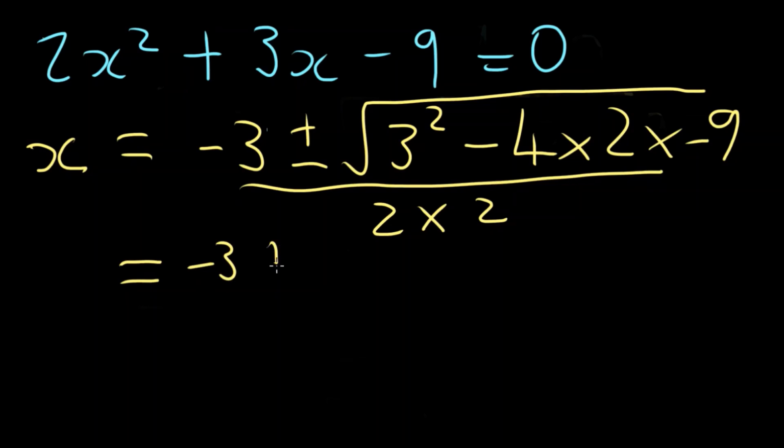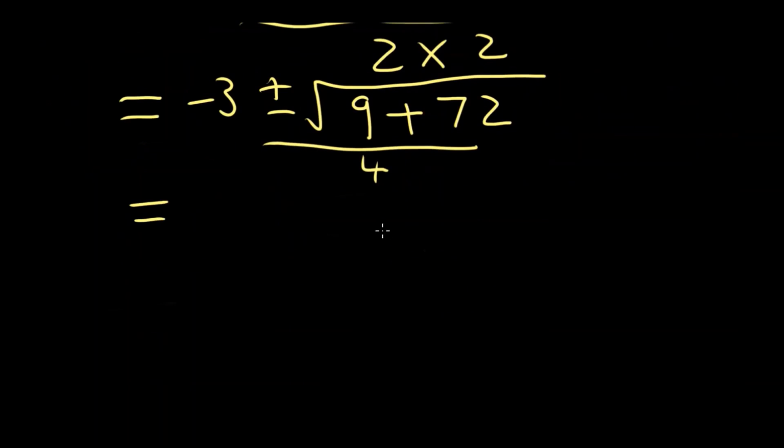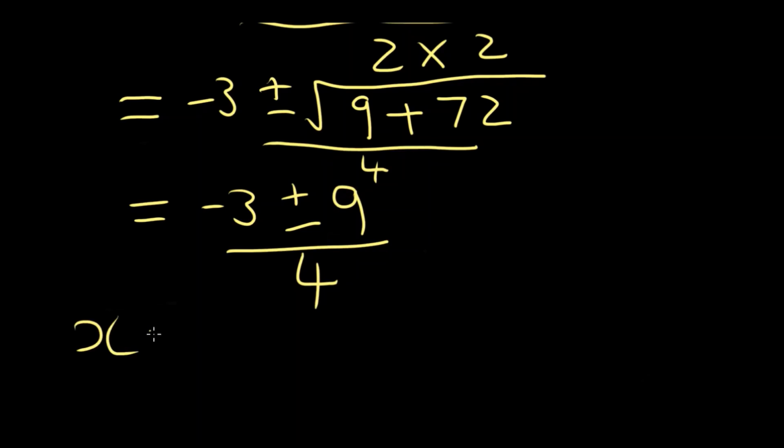so minus 3 plus or minus the square root of 3 squared is 9, minus 4 times 2 is 8, times 9 is 72, 8 9s are 72, so it's a negative, so this will be a positive, all over 4. Minus 3 plus or minus the square root, 9 plus 72 is 81, isn't it? So the square root of 81 is just 9, all divided by 4. So we can go ahead and solve that now.